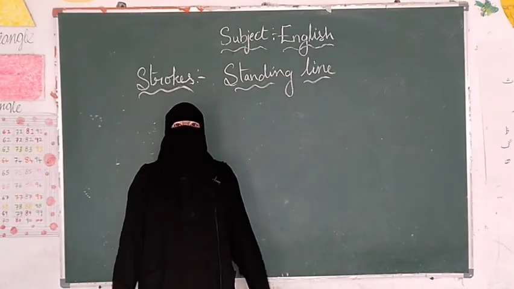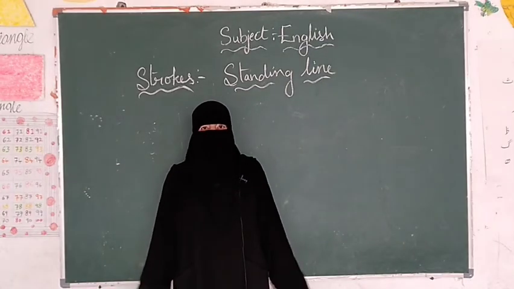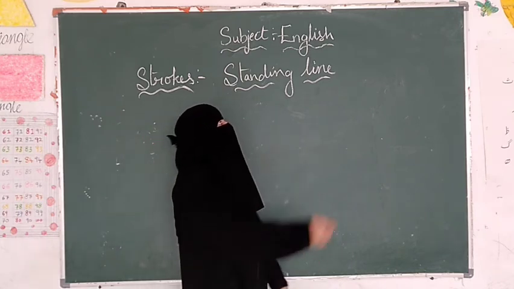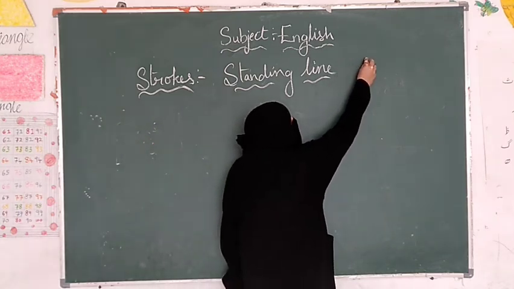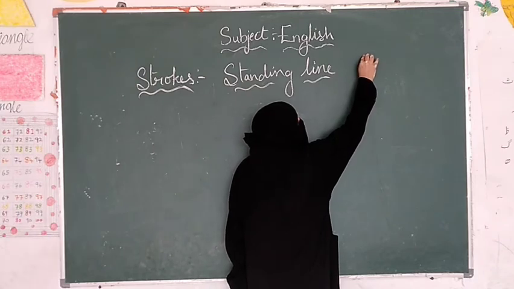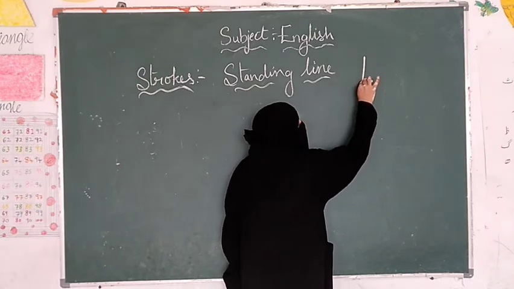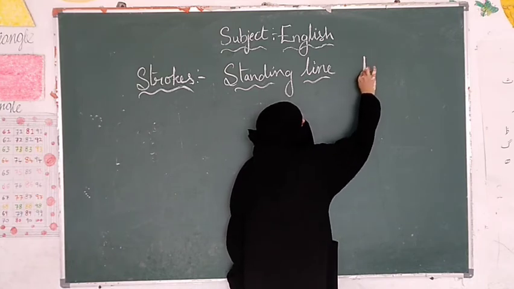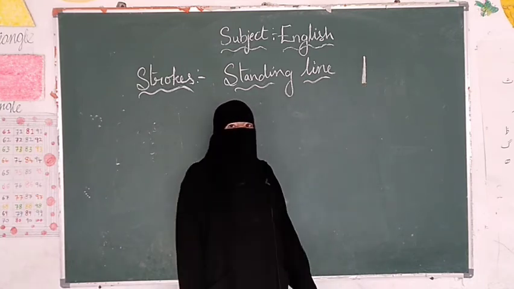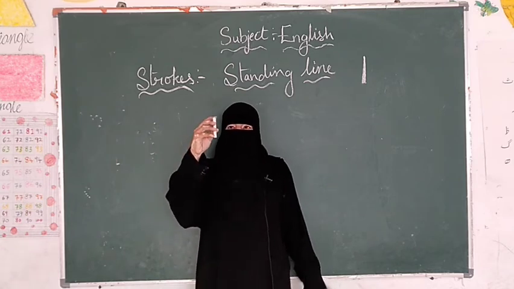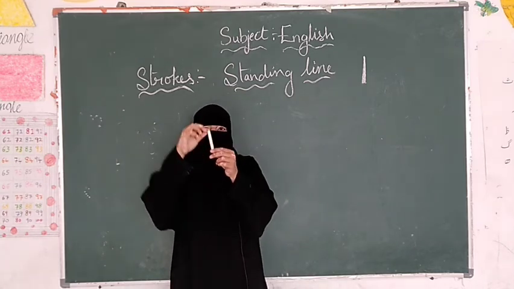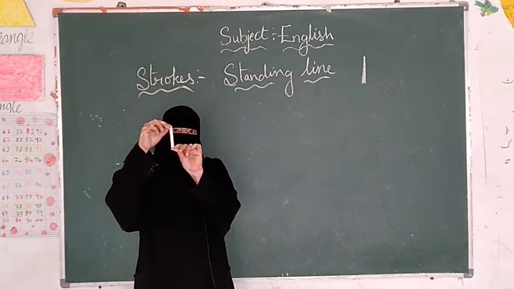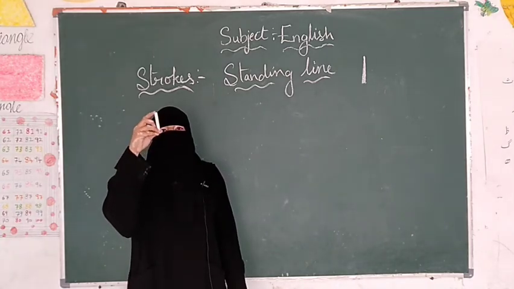Now you can see me. How is my position? I am in a standing position. So a standing line starts from the starting point to the end point like this, in a straight direction. So this is called a standing line. You can also take the example of this chalk piece. See, the position of this chalk piece is standing. So this is called a standing line.